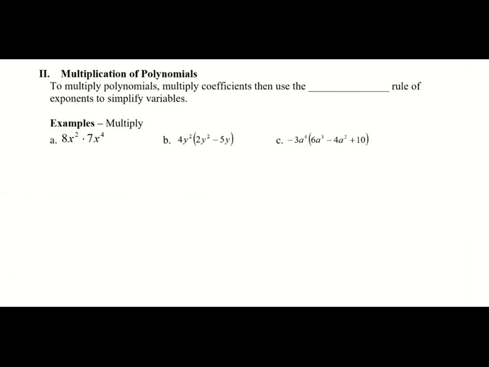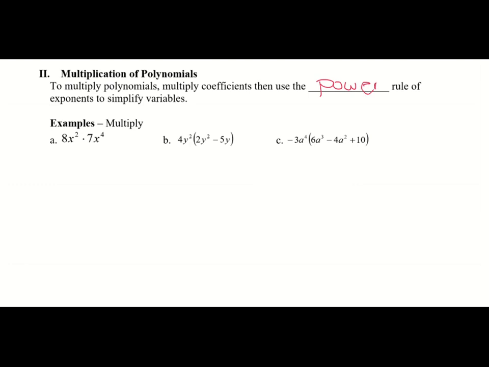All right, so now we are going to work on multiplication of polynomials. And in order to multiply polynomials, you multiply the coefficients, so the number parts, you multiply them. And then you use the power rule of exponents to simplify the variables. So you use that power rule. Remember, you add those exponents.